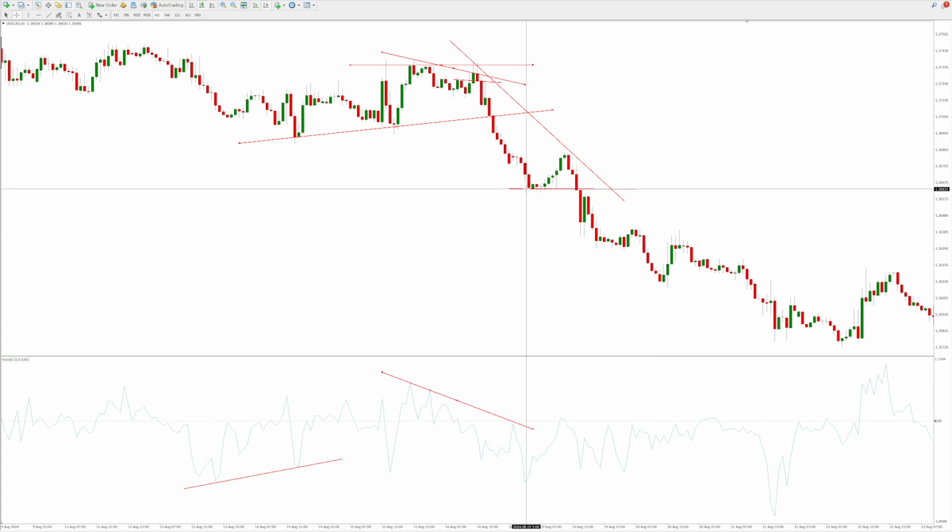Same here. You want to time your entries. So I like to time my entries on a pullback, like I showed you here with the pullback there and the breakout below the support level. And you can use the force index indicator to help you identify pullbacks.